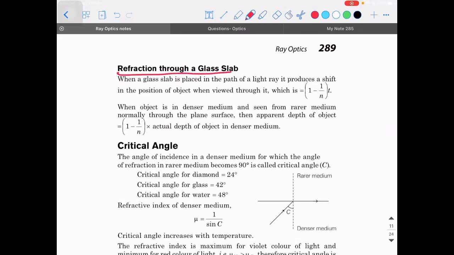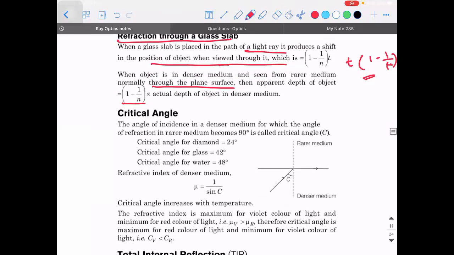Next, refraction through a glass slab. So when a glass slab is placed in the path of a light ray, it produces a shift in the position of the object when viewed through it, and the shift is given as t into 1 minus 1 divided by mu, where mu is the refractive index of that particular material. Okay. When the object is in the denser medium and seen from the rarer medium normally through the plane surface, then the apparent depth of the object is given as 1 minus 1 by n into the actual depth of the object in the denser medium. Okay, all these things can be derived easily.